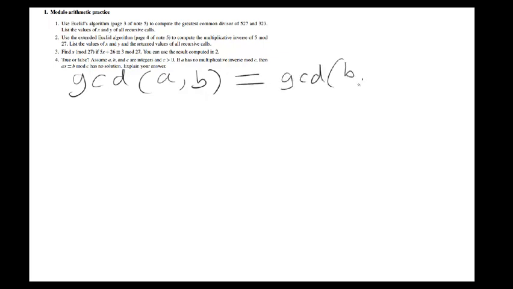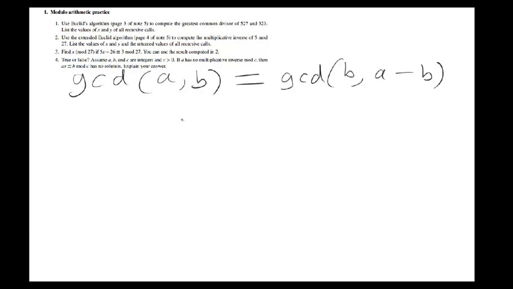Recall that Euclid's algorithm, or at least the original version of Euclid's algorithm, developed by Euclid himself, takes advantage of this fact. The GCD of A and B is the same as the GCD of B and A minus B. Why is that? Well, if something is a common factor of A and B, that is, if it divides A and it divides B, then it also divides A minus B. And conversely, if something divides B and A minus B, then it also divides A. So the common factors of A and B are the same as the common factors of B and A minus B, and therefore their greatest common factor is the same.